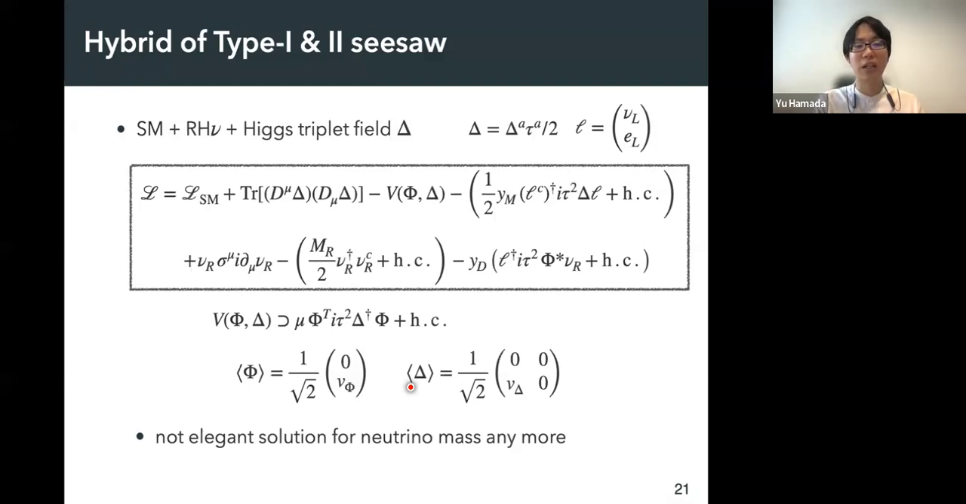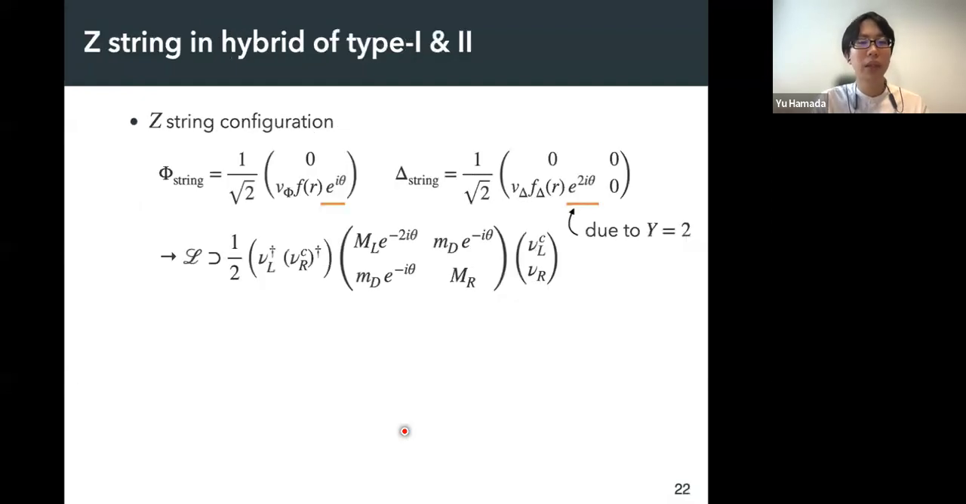So let's check if the Z string is stabilized in this complicated model. Again, we have a standard model Higgs doublet and the triplet. So the Z string configuration is given by this one: the winding phase of the neutral Higgs and the winding phase of the neutral component of the delta. And again, this is proportional to 2 because the triplet has hypercharge 2.